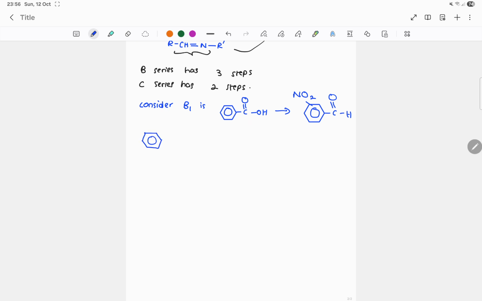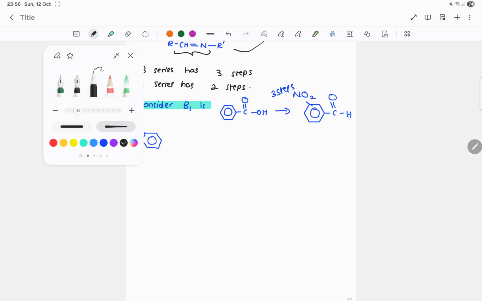now this must have three steps. Now because I'm considering B1 is this one, it will have three steps. Okay. It will have three steps according to my consideration.